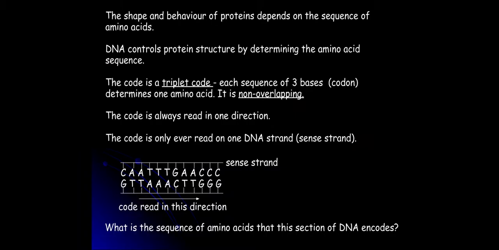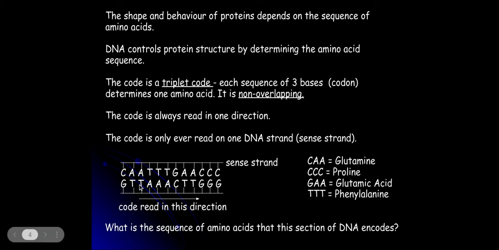Now, DNA controls the structure of the protein by coding for the sequence of these amino acids. These amino acids are coded for by a triplet code, which means that each sequence of 3 bases is a codon, and each codon codes for a specific amino acid. This code is also non-overlapping. So if I take this sense strand here, for example, CAA will code for a certain amino acid, for example glutamine. And then I don't go backwards and start overlapping this code. I'd then go to TTT, which in this case is phenylalanine, and so on and so forth. So it's non-overlapping and in a triplet code.